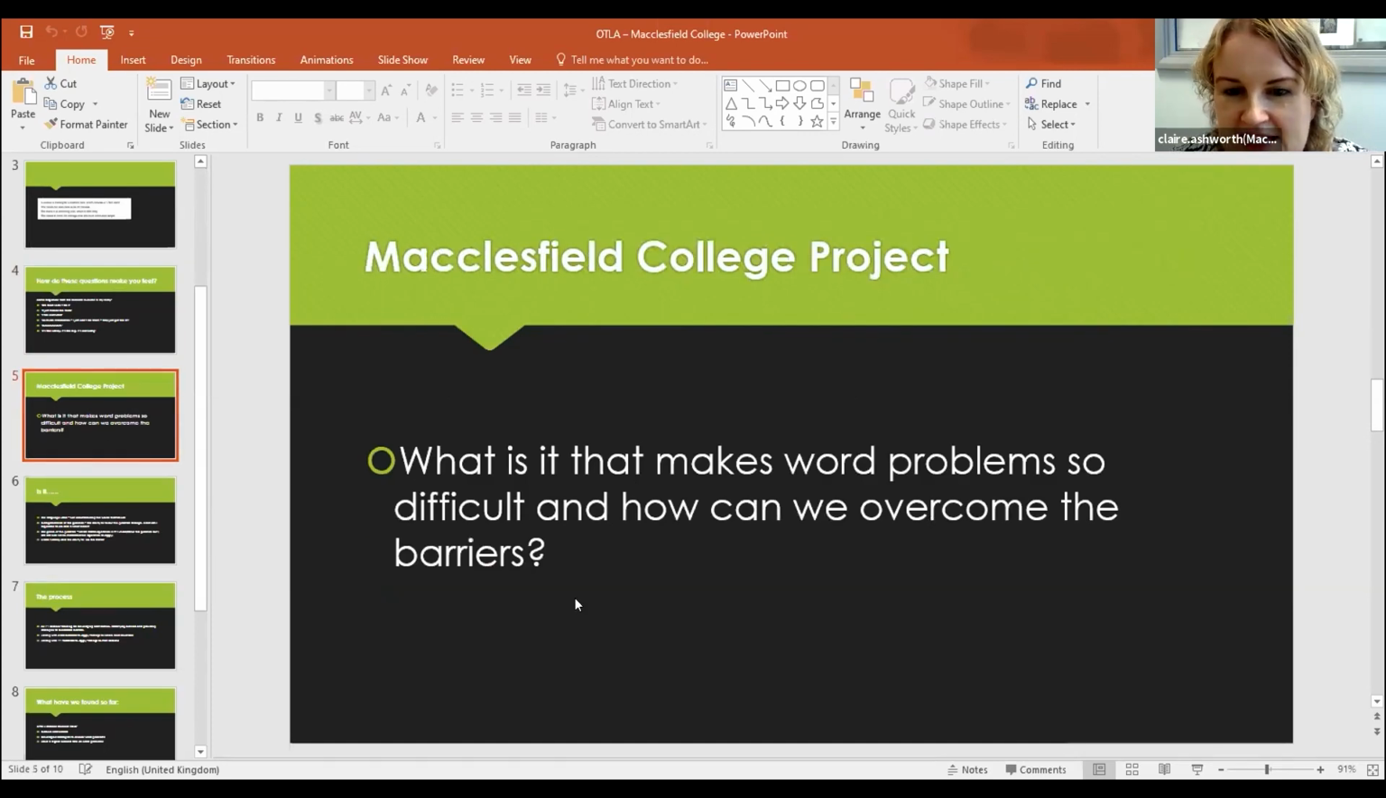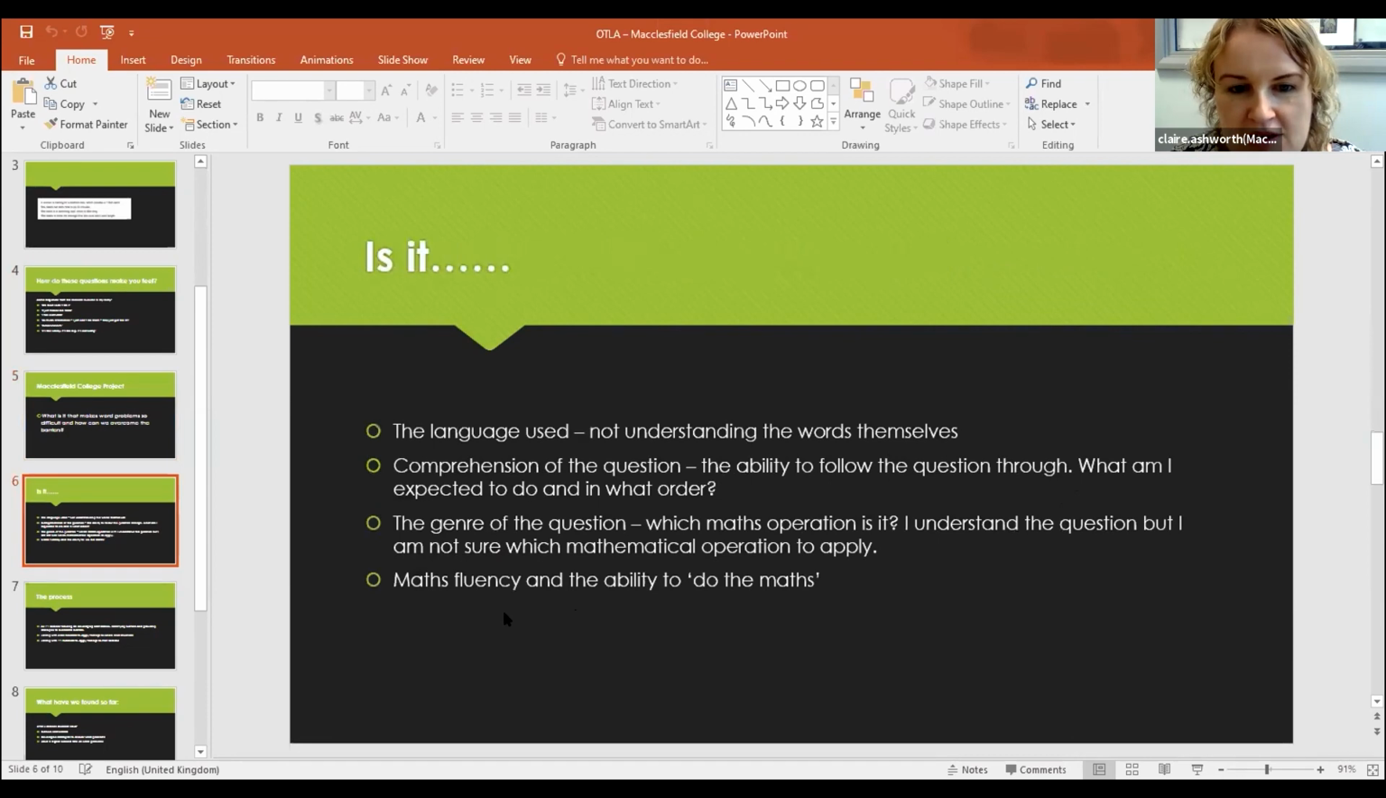what I wanted to investigate is what it was that was making the word problems so difficult for them, and could I overcome those barriers? And I had my own preconceived ideas as to what it was that was causing the issue. But as I've developed the project, as I've done one-to-ones, there's 4 main things coming through. Some students, they're not actually understanding the words themselves. So it's a vocabulary issue. They don't understand what, for example, percentage means. Some of them are just not comprehending the question, their ability to follow the question through, understanding what they're expected to do and in what order.